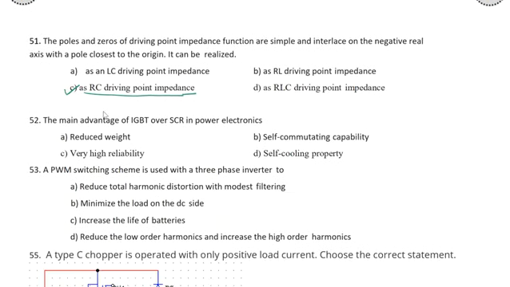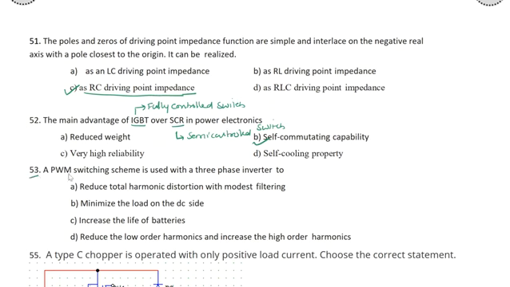Next one. And now we are discussing from the topic of power electronics. Now, the main advantage of insulated gate bipolar transistor over an SCR in power electronics is, IGBT has self-commutating capability, or we can say IGBT is a fully controlled switch, and SCR is a semi-controlled switch. So from these options, IGBT has self-commutating capability when compared to SCR.